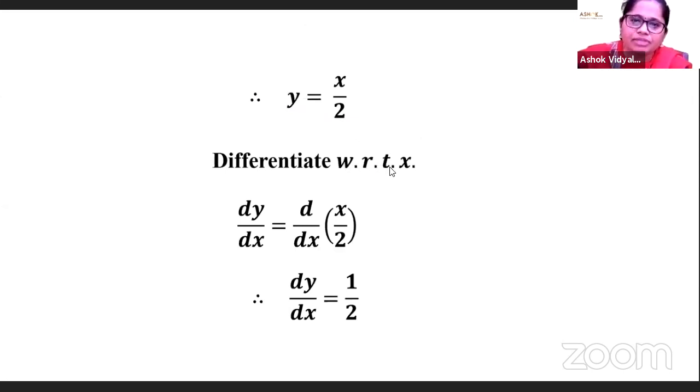Differentiate this y with respect to x. We get dy/dx equal to the derivative of x/2 with respect to x, which is 1/2. Hence, dy/dx is 1/2. This is our solution of the given function.